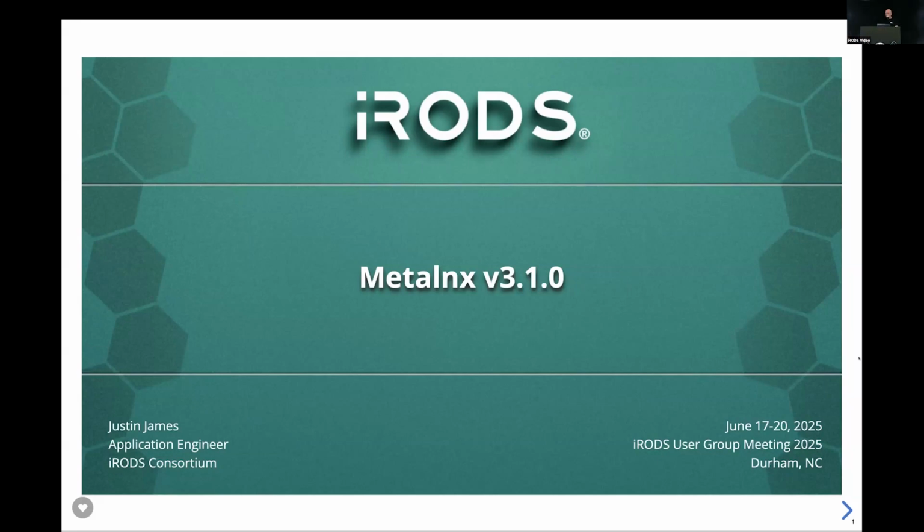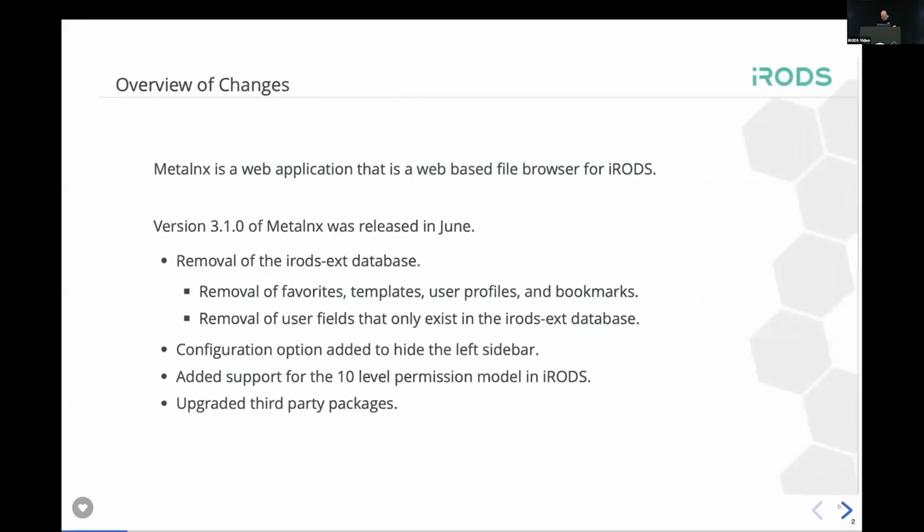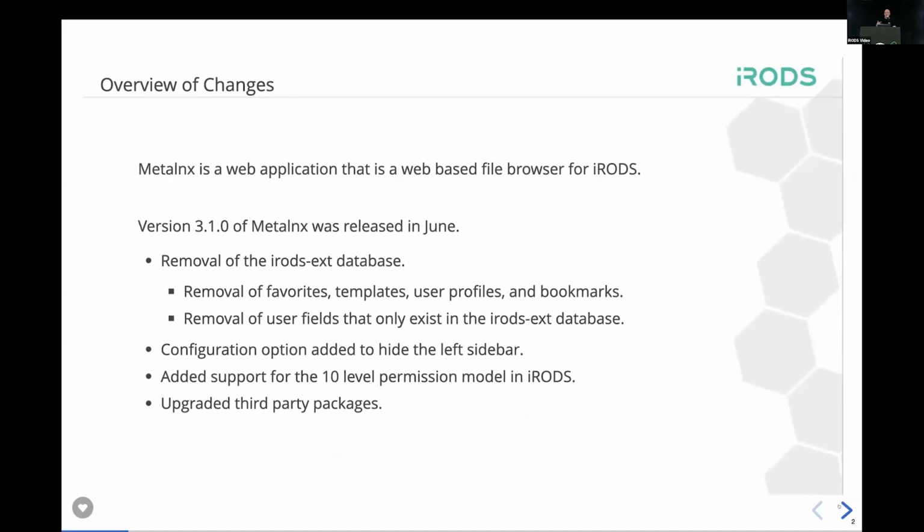This talk is just about some of the changes we made recently to Metalnx. We released both 3.0 and 3.1.0 in the last few months. First, if you don't know, Metalnx is basically a web-based file browser for iRODS. Version 3.1.0 was just released in June.